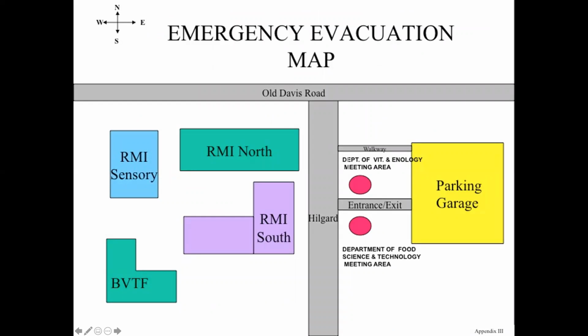This is the emergency evacuation map. This map is also located at the entrance to each lab and is also located in the department's EAP. This map is simple, but details where to meet during an emergency evacuation of the complex. Members of the Viticulture and Enology department will meet on the left-hand side of the parking garage if you are facing the parking garage.